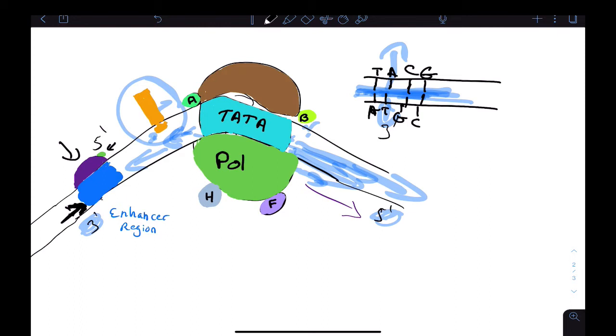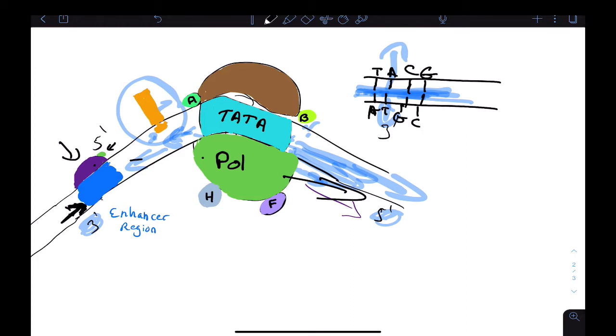So essentially when this protein over here makes contact with that, it touches it, then it's going to allow for the escape of polymerase from the TATA box, from the promoter region. All right, so how is that going to happen? This is located pretty far upstream, maybe a couple hundred base pairs upstream. So how is it possible for it to make contact from this enhancer region?